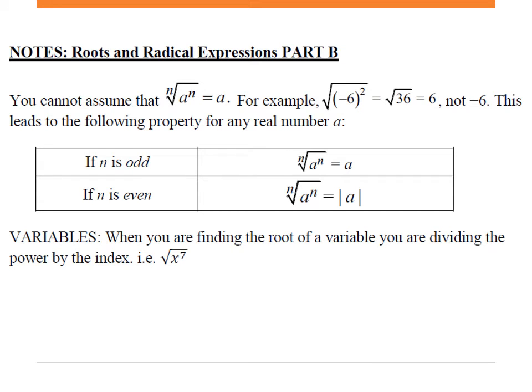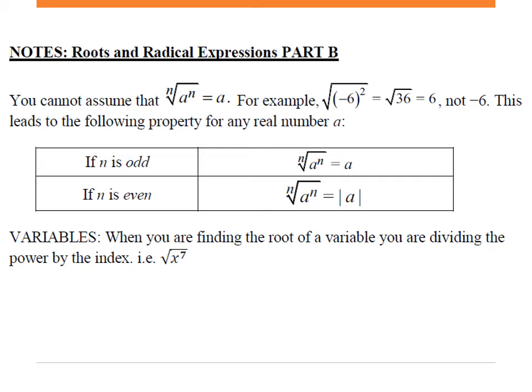All right, part B. So part B is all about simplifying our radical expression with variables. So when we have a variable present, we need to remember a couple of things.